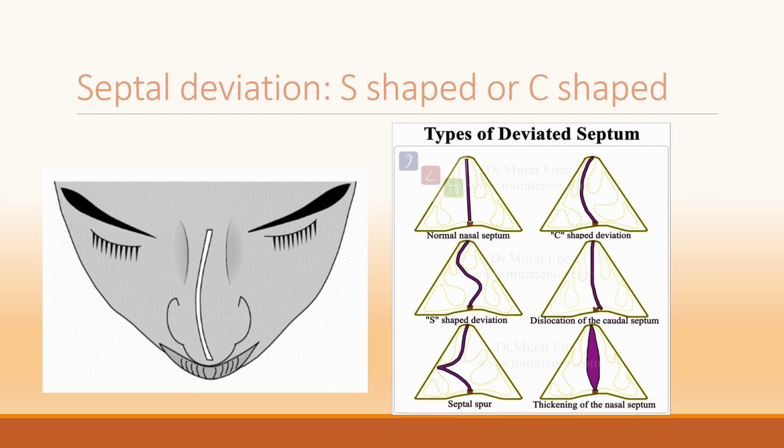Septal deviation. Septal deviation can be S-shaped with septal spur, C-shaped, dislocated, or thickened. All these can cause nasal obstruction. S-shape can cause bilateral nasal obstruction.